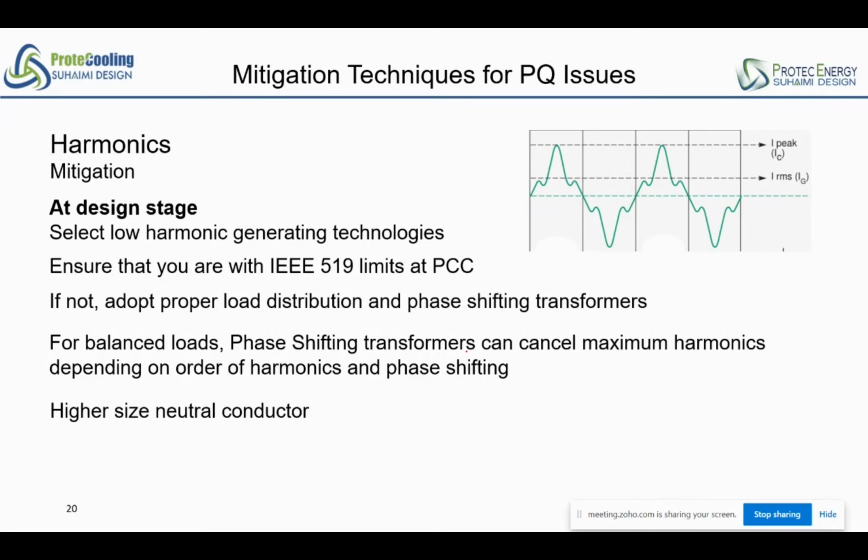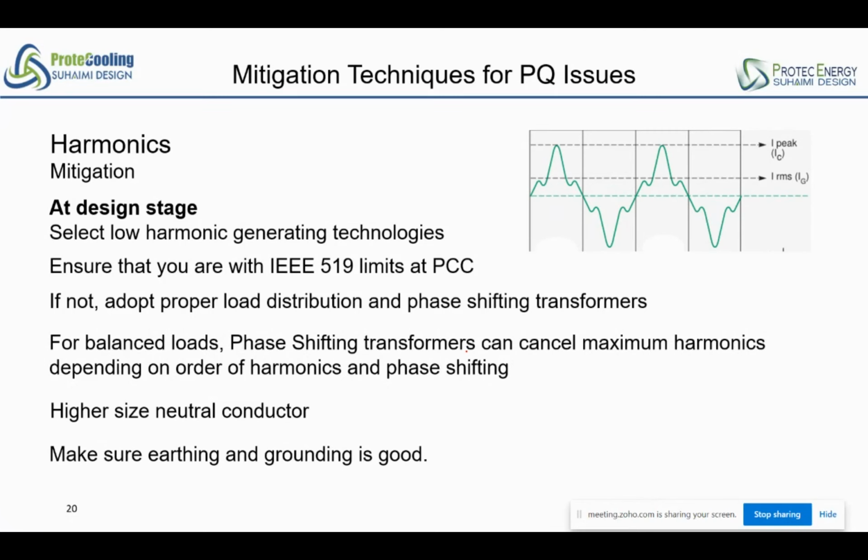Then go for a higher size neutral conductor. If you are having a building with a lot of electronic loads, go for a higher size neutral conductor, maybe double the size of the phase conductor. That will reduce the ill effect of harmonics, and your operation will also be safe.